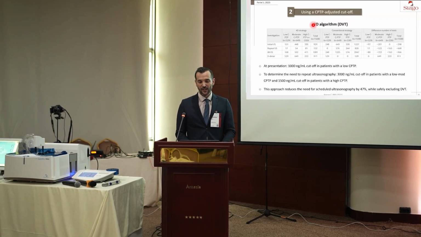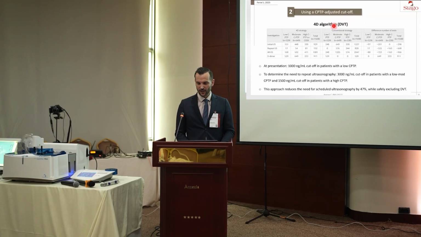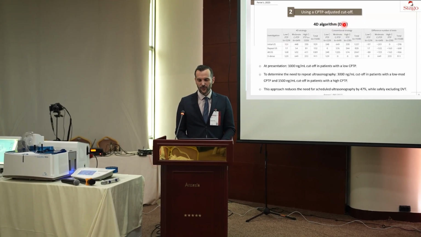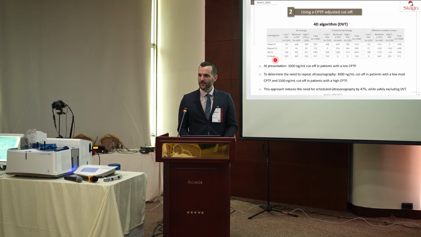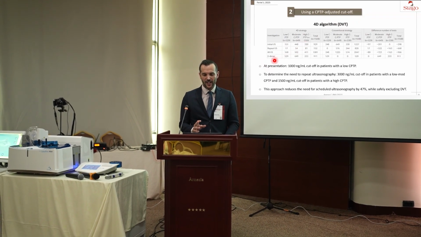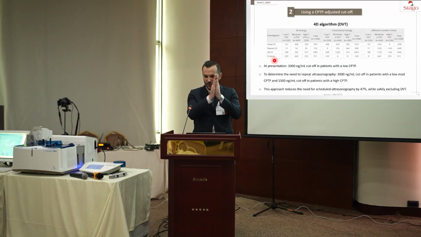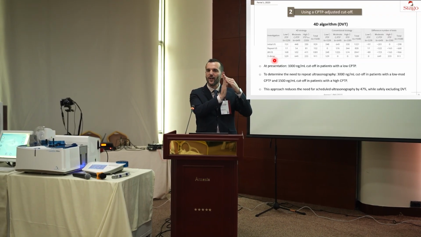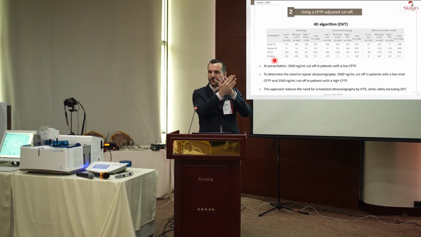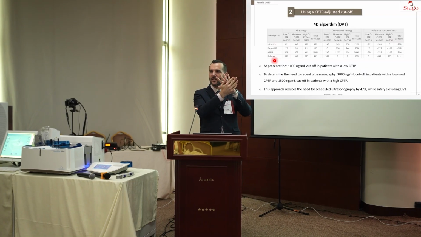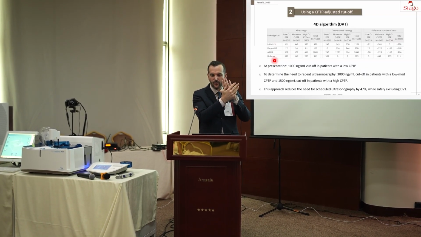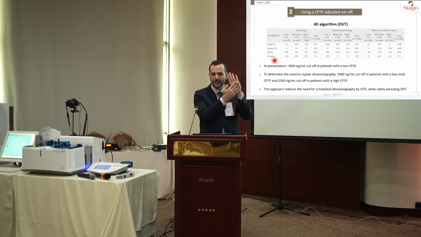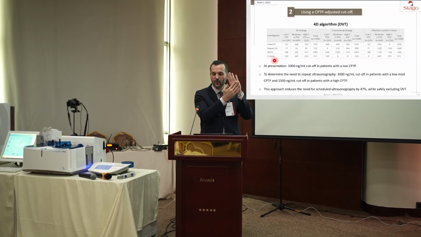The first example is the 4D algorithm, which is applied for the suspicion of DVT. So in this algorithm, they suggest to use, at presentation, so usually you use the 500 nanogram per milliliter cutoff for patients with low and moderate clinical probability. And in this algorithm, you will use a 1000 nanogram per milliliter cutoff in patients with a low clinical probability.